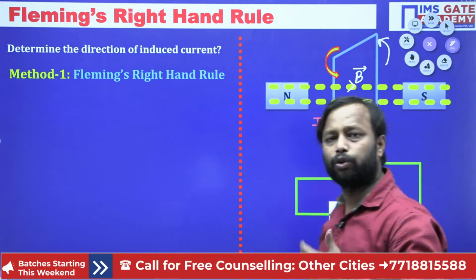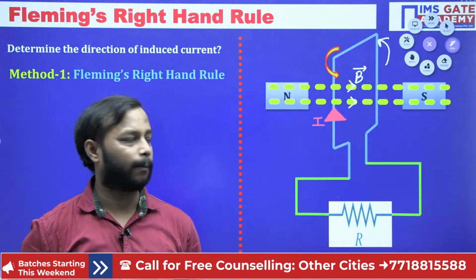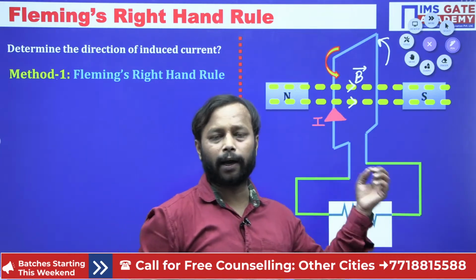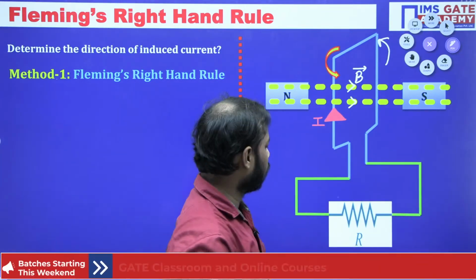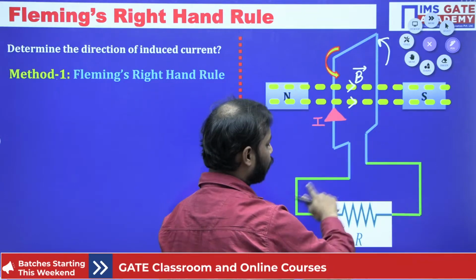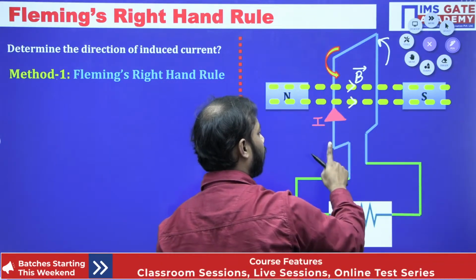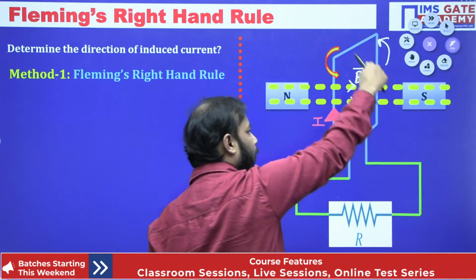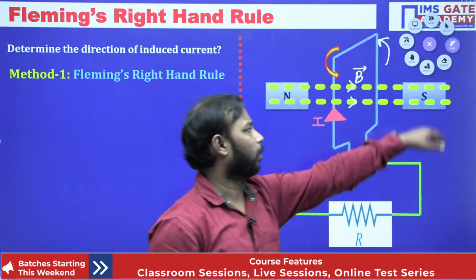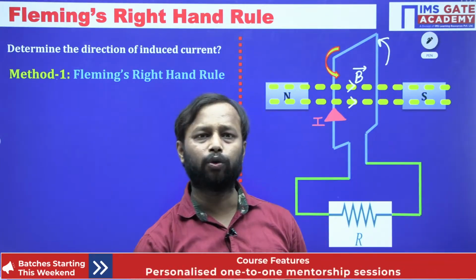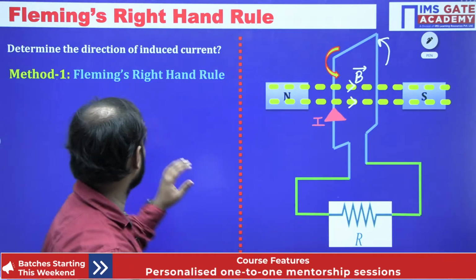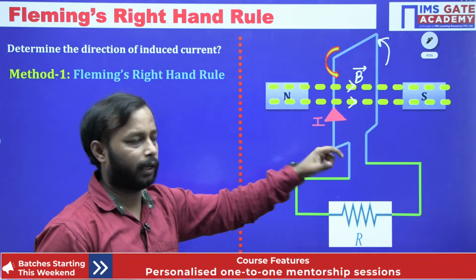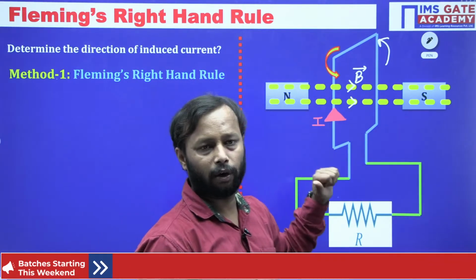Definitely, if you use the basics of Kirchhoff's law, the current can flow only in a closed path. Since this is a closed path, from here it is going upward, so definitely here it will come downward. But please do verify by using Fleming's right hand rule. This is method 1, in which you find the direction of induced current.